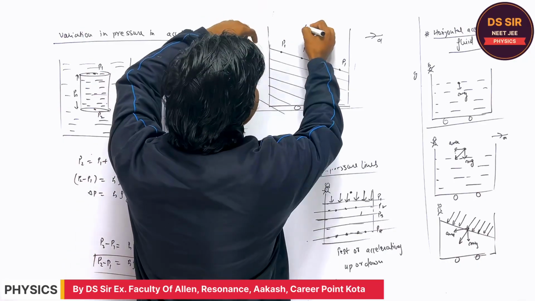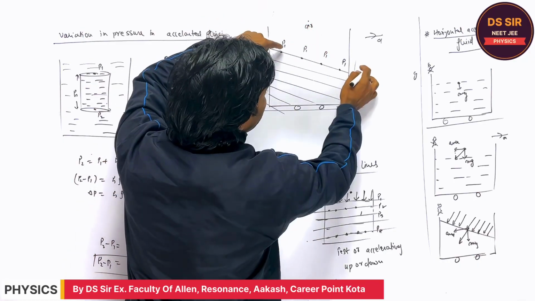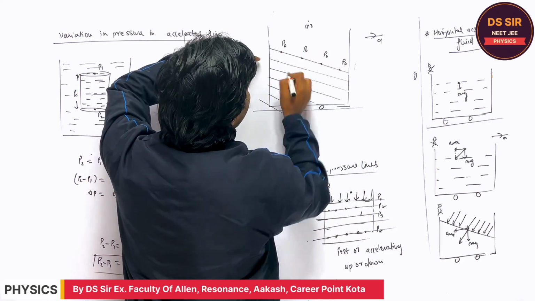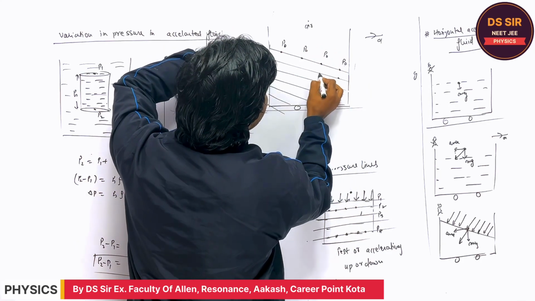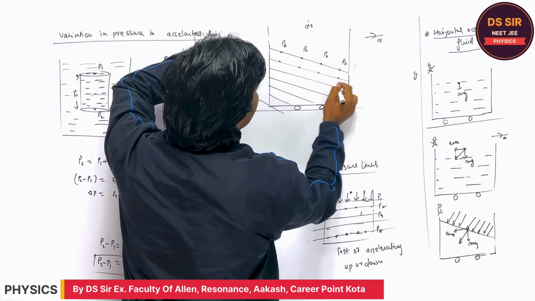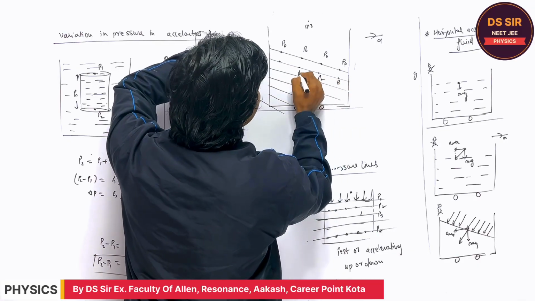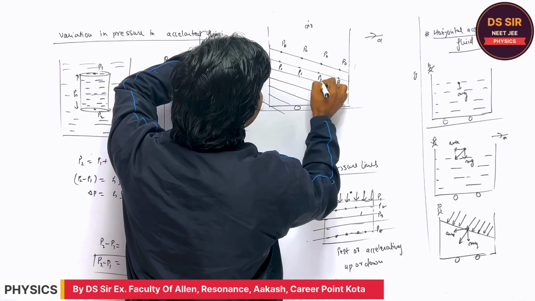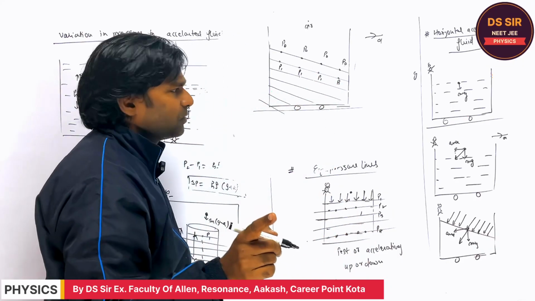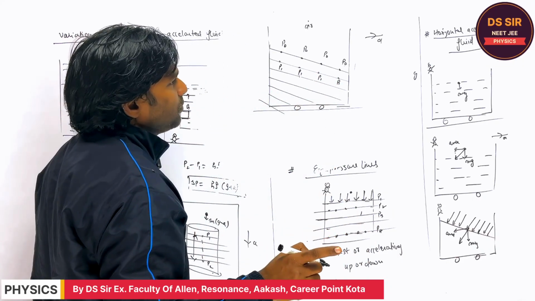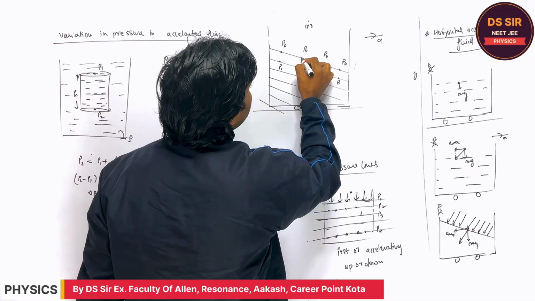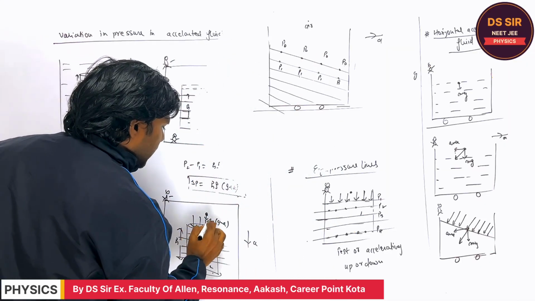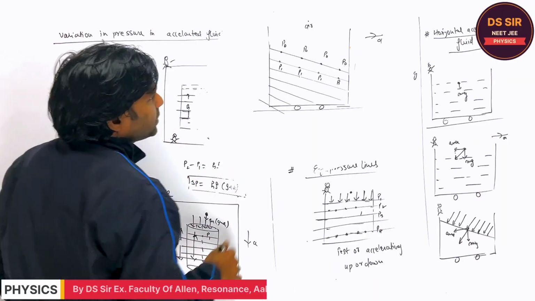Although it is air, what is the pressure at this point? Say atmospheric pressure, no doubt. And if you consider this line, the pressure at all the points will be equal: P1, P1, P1, P1. Is it fine or not? And the net force will be acting in this direction, so that is why the pressure is increasing.